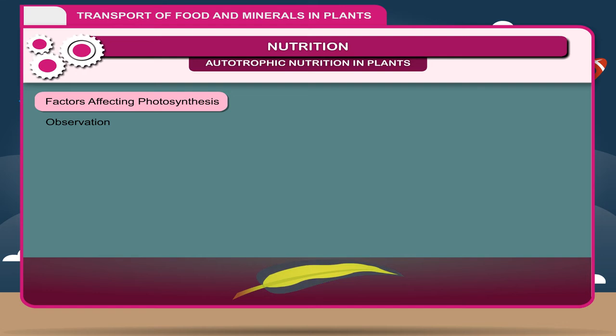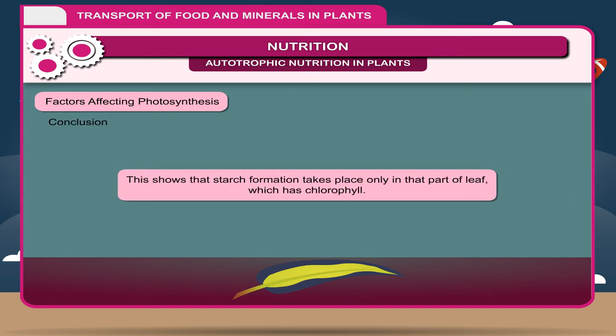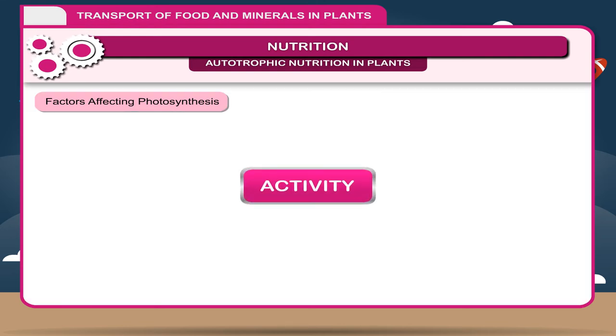Observation. Dark blue color is seen only in the green parts, but the yellow parts do not turn blue. Conclusion. This shows that starch formation takes place only in that part of leaf which has chlorophyll.